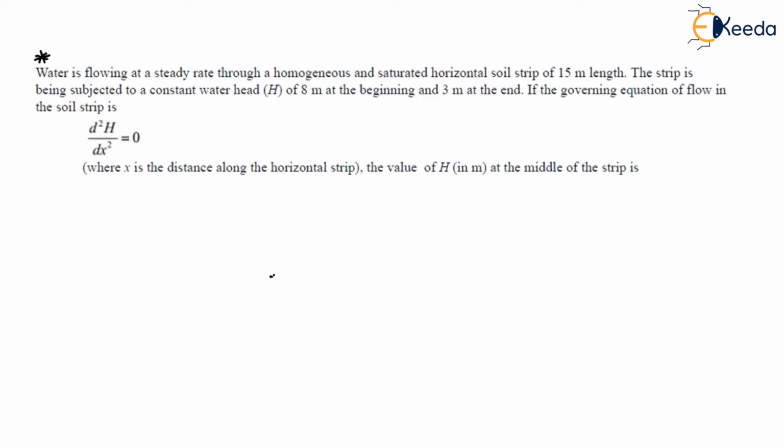So let us assume there is a soil strip. It is having a length of 15 meters. The strip is being subjected to a constant water head of 8 meters at the beginning and 3 meters at the end. So at the beginning, what is the head they are talking about? 8 meters. And at the end, the head is 3 meters.